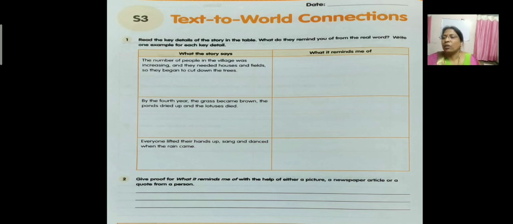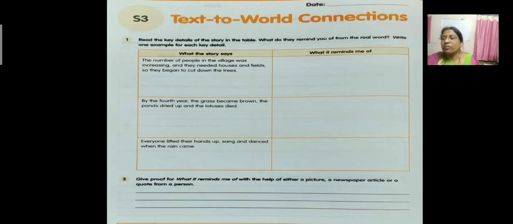Okay. Now the last one. Everyone lifted their hands up, sang and danced when the rain came. So here I think you all can write. Yes. So what does it remind you of? So that last paragraph, isn't it, children? So what does it remind you of? So they have lifted their hands up, sang and danced when the rain came. I think surely you might have remembered the picnic. Okay. So it reminds me of that, you can write. It reminds me of the day when I did rain dance. Okay. When I went to a picnic and did rain dance, that you can write.